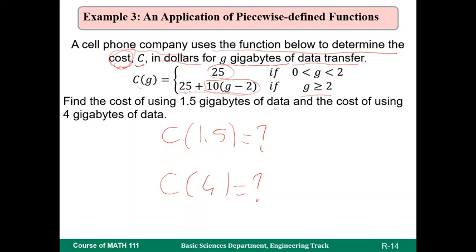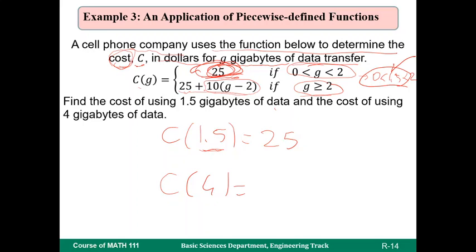So you have to check 1.5. Is it here or here? So it's definitely 1.5 is between 0 and 2. So this is true. So we apply this formula. So what's the formula here? So you don't see any t here. So it's directly 25. So you write 25.